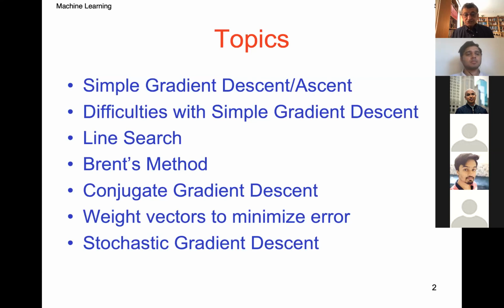And then difficulties with simple gradient descent. Simple gradient descent is not the answer always. There are some improved methods called line search, Brent's method, conjugate gradient descent, weight vectors to minimize error, and stochastic gradient descent. All these topics are there. What it is saying is when you are implementing a machine learning program, you are faced with some choices.